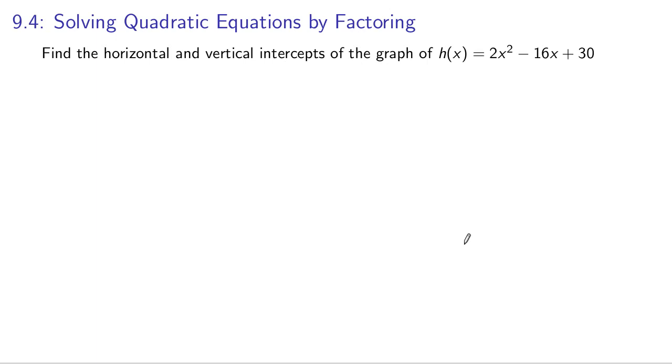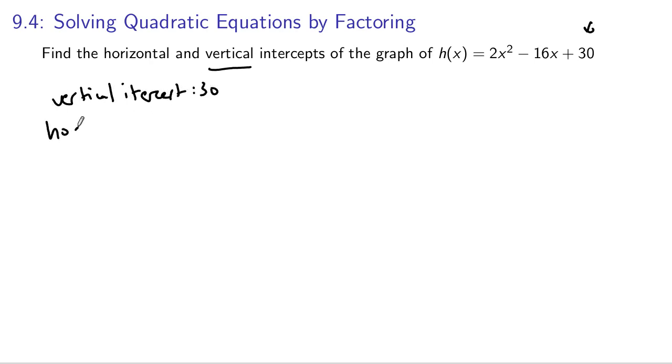So that shows you how we can use factored form to solve very quickly when we can factor. And we can't always factor. Find the horizontal and vertical intercepts of the graph of h of x is 2x squared minus 16x plus 30. Well, the y-intercept is the vertical intercept, and that's just the constant term, so that's easy. The vertical intercept is 30.